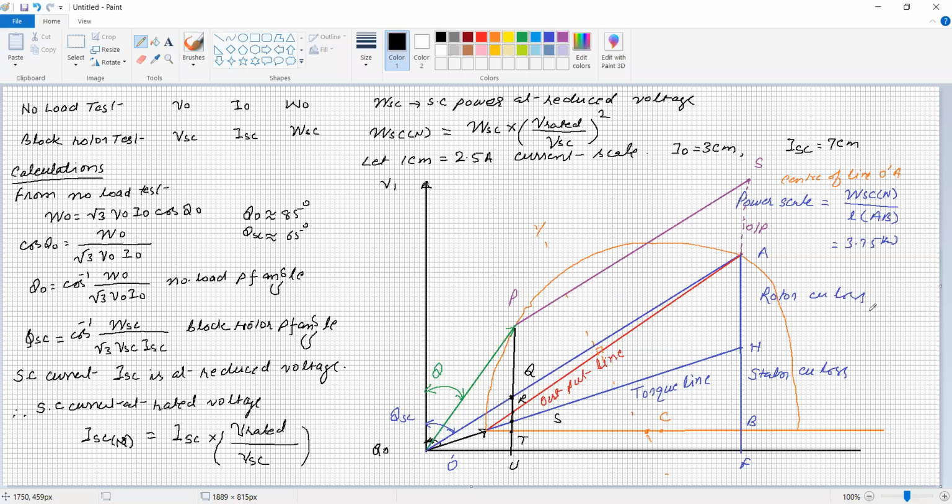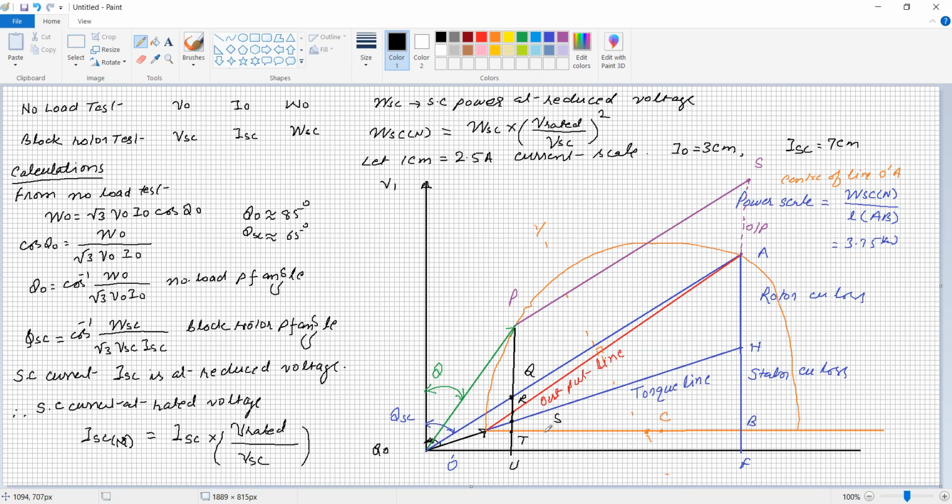This is rotor copper losses at standstill. So the length of the output line subtended between rotor copper losses, R to S, is indicating the rotor copper losses at full load condition. H to B indicates the stator copper losses. So S to T, in centimeters, say 0.2 centimeter, 0.3 centimeter, multiplied by the power scale, will give the power. Now B to F or T to U is nothing but the constant losses, which will represent this one.